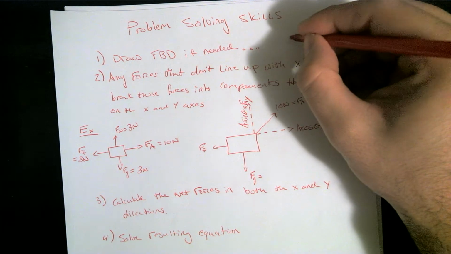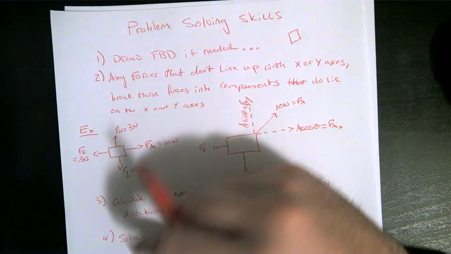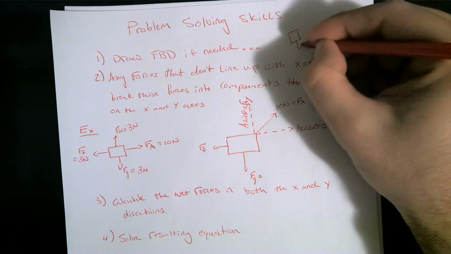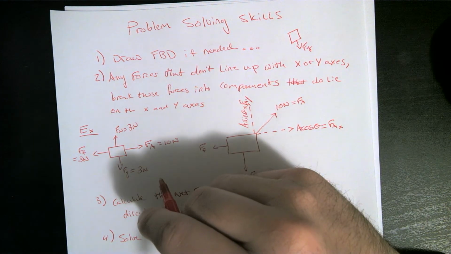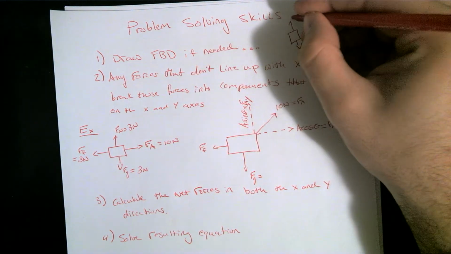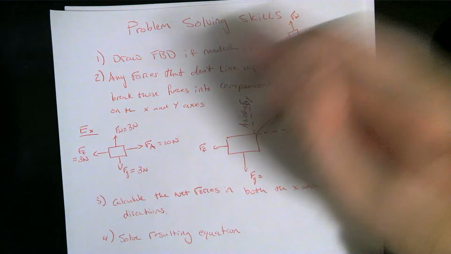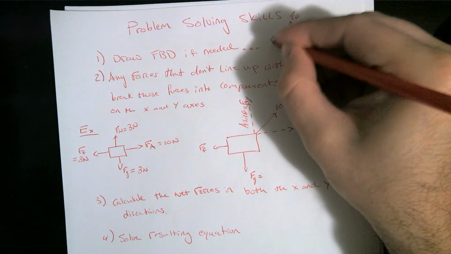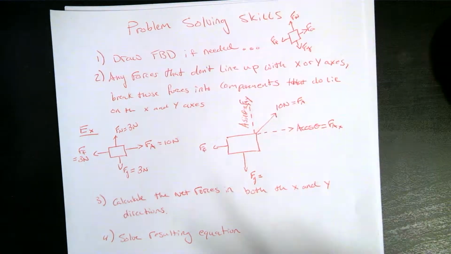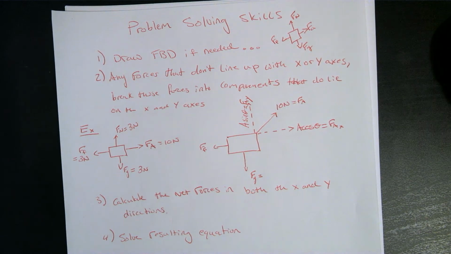There are 4 components of a free body diagram. Always make a box. You always have Fg going down, that's the force due to gravity or the weight. You have F sub n, the normal force going up. You have some applied force. And then the frictional force always goes in the opposite direction of the applied force. Always in the opposite direction.